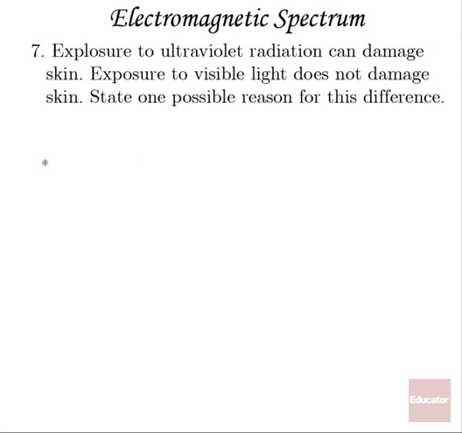Number 7. Exposure to ultraviolet radiation can damage skin. Exposure to visible light does not damage skin. State one possible reason for this. Well, one reason that I can think of right away is that UV radiation has a higher amount of energy. It has a higher frequency, therefore more energy, more ability to do damage. So I would say that UV has a higher frequency, therefore a higher energy.